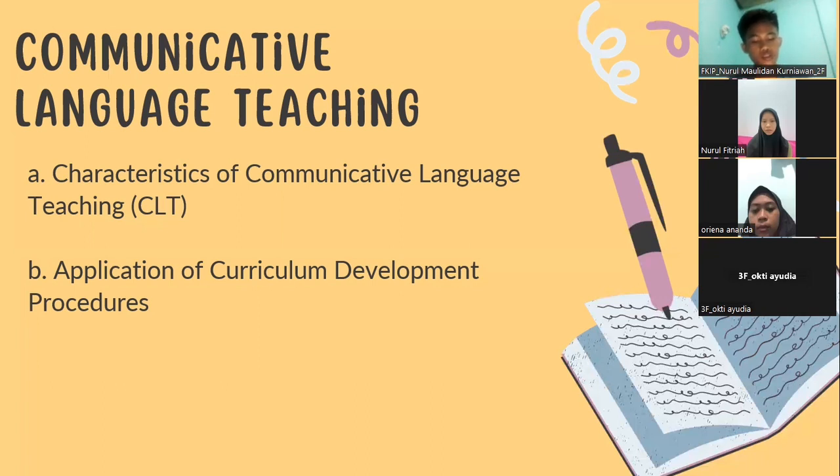5. Task-based learning. Learners are given tasks or projects that require them to use the target language to achieve a specific goal. These tasks often simulate real-life scenarios such as planning a trip or conducting interviews.